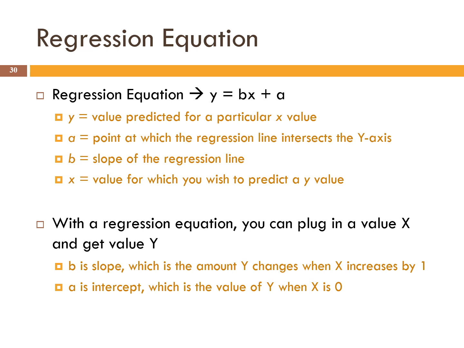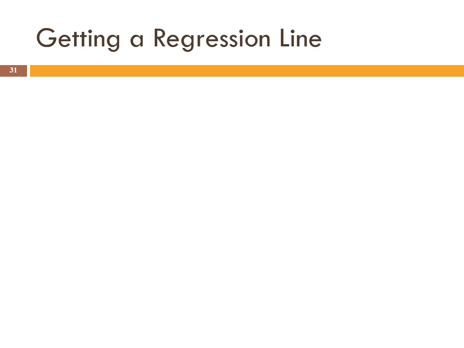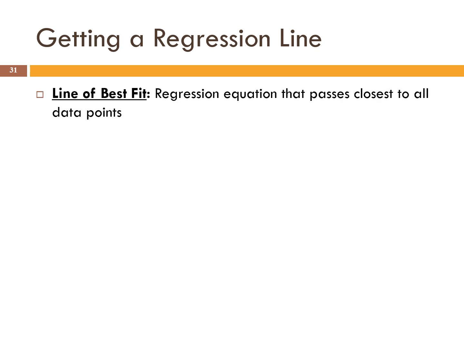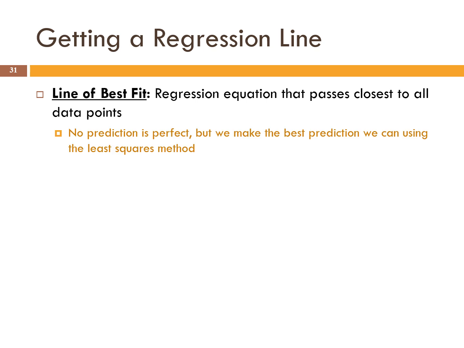But let's first visualize what this regression is. Now, where does this y equals bx plus a come from? Well, this is, again, the regression line, and it's also known as a line of best fit. It's the equation that passes closest to all data points. We're drawing a line through all the data. We're trying to touch them. Now, no prediction is perfect. No regression line is perfect. We're just trying to make the best line that we can using what's known as the least squares method.